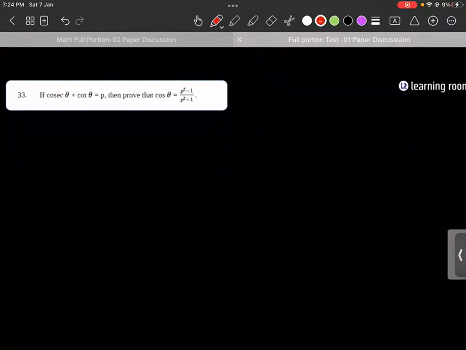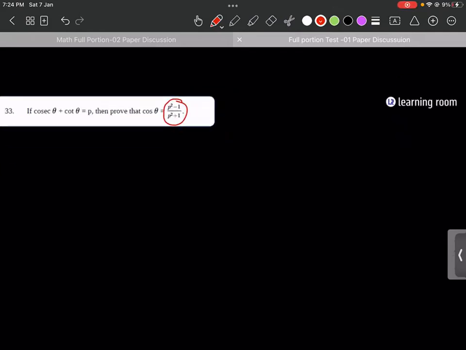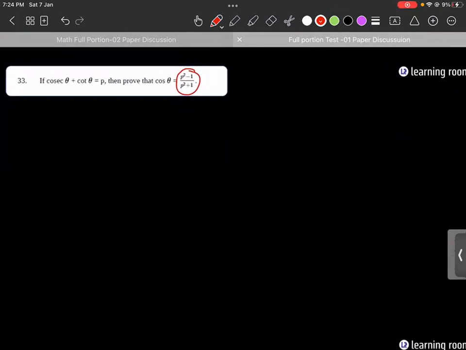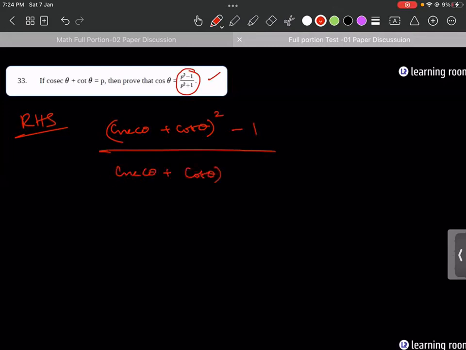If cosecant theta plus cot theta is equal to p, prove that cos theta is equal to p square minus 1 by p square plus 1. How do I do this? Since this expression is telling me I need a p square, blindly one thing I can do is square. So I'll take the RHS: p square, so cosecant theta plus cot theta, the whole square, minus 1, the whole divided by cosecant theta plus cot theta, the whole square, plus 1. Right?